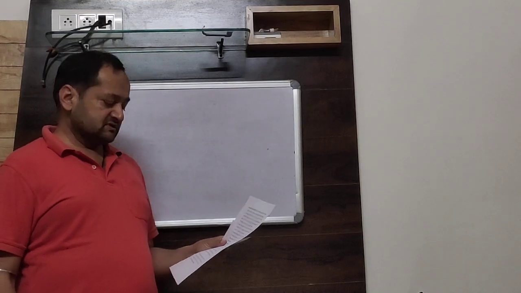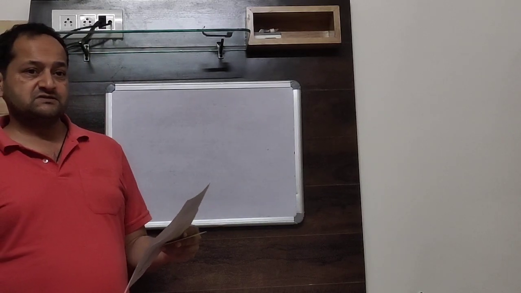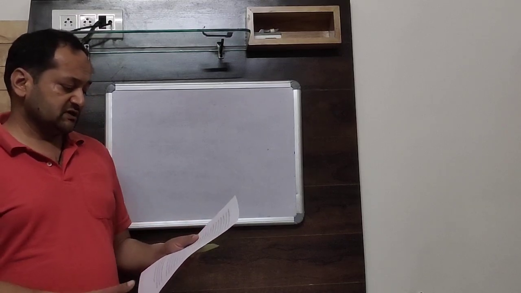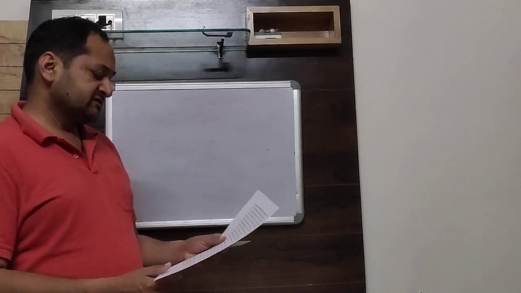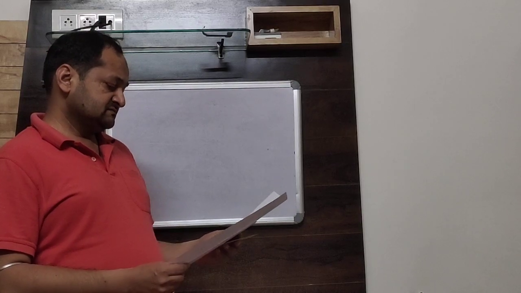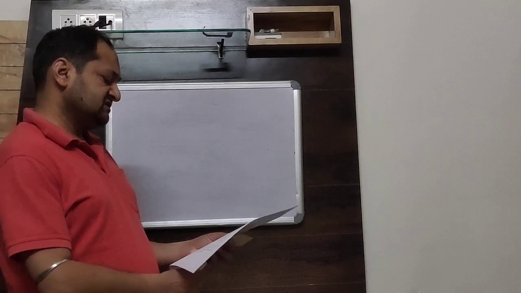So, dear students, please refer to problem number 6 of projection of planes. I will read the question. A regular pentagon ABCDE of 25 mm side has its side BC in the HP.